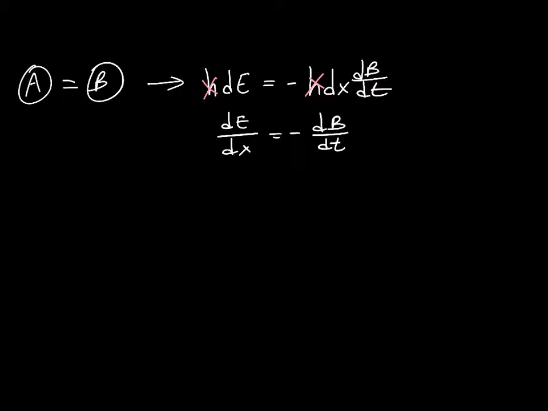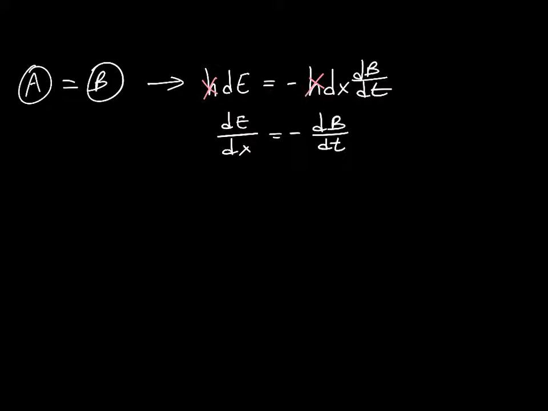I think it's important that you have a decent interpretation of what that means. The position rate of change of the electric field is equal to the opposite of the time rate of change of the magnetic field. So a changing electric field in space is in some way equivalent to a changing magnetic field in time. It's an interesting equation. The way one thing changes in space results in the way another thing changes in time.